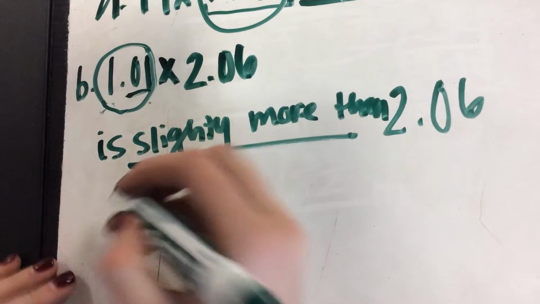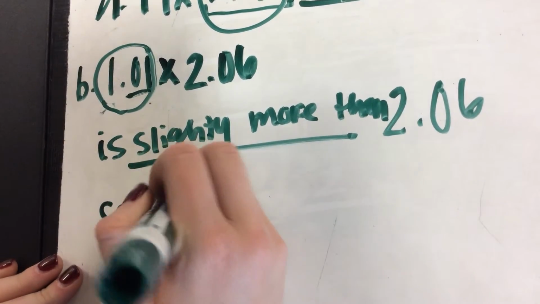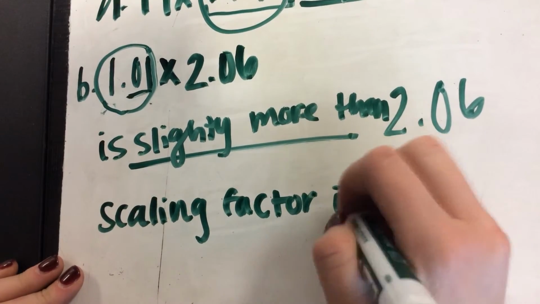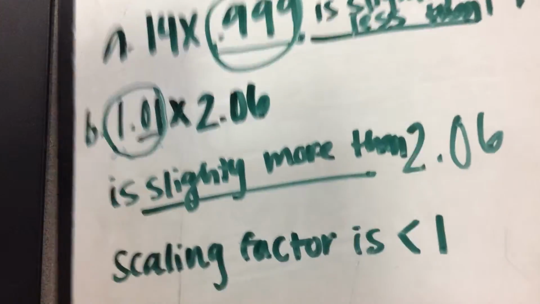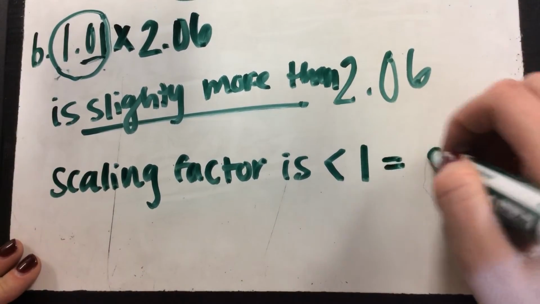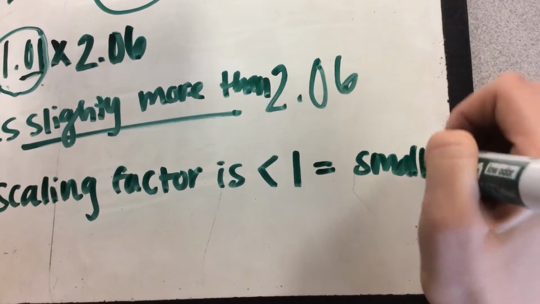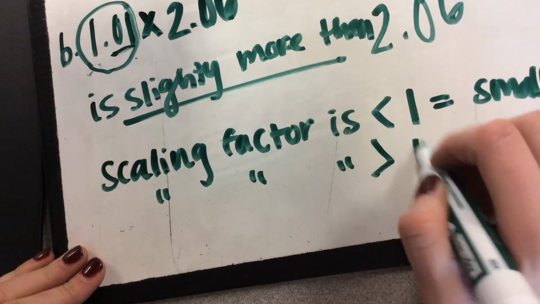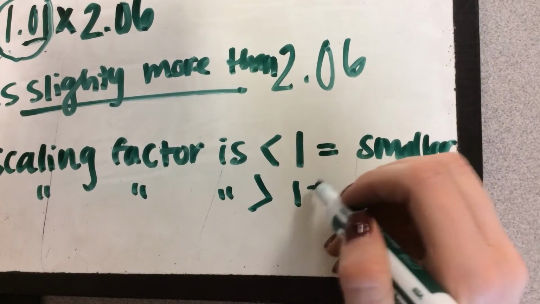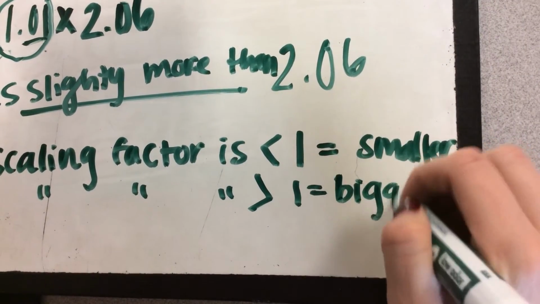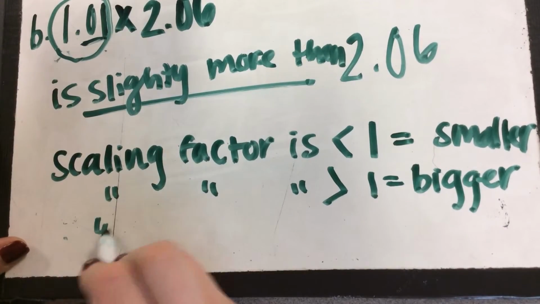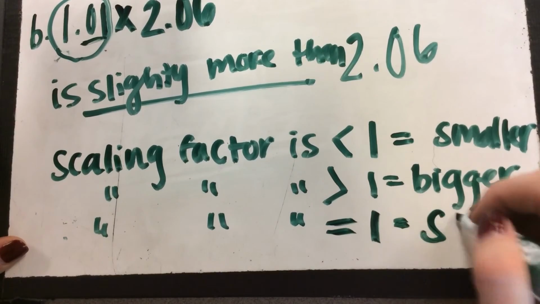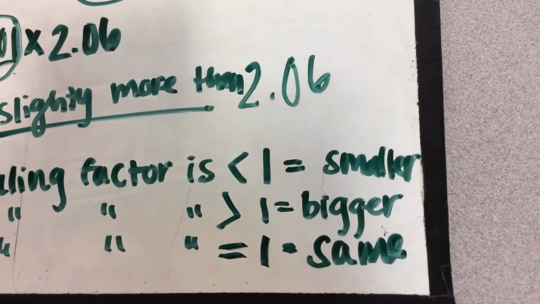But remember, if your scaling factor is less than 1, then your product will be smaller than what you started with. If your scaling factor is greater than 1, your product will be bigger than what you started with. And if your scaling factor is equal to 1, it's going to be the same as what you started with because you're just multiplying by 1.